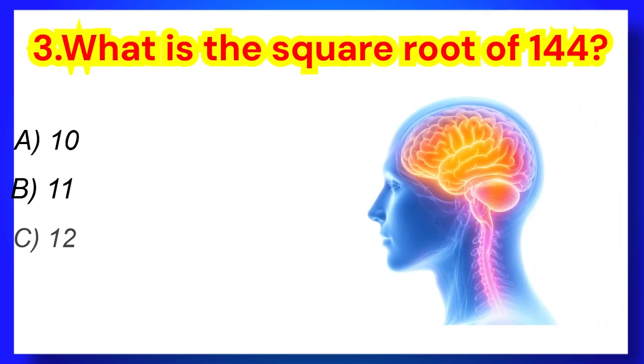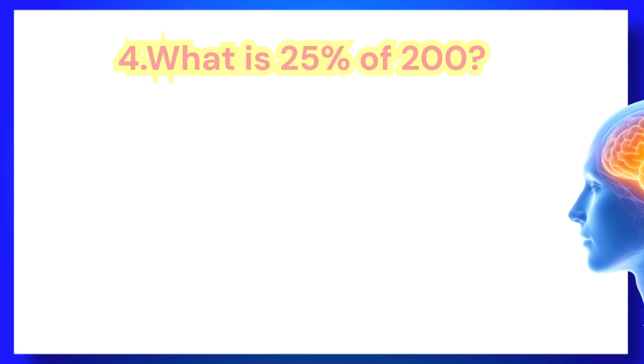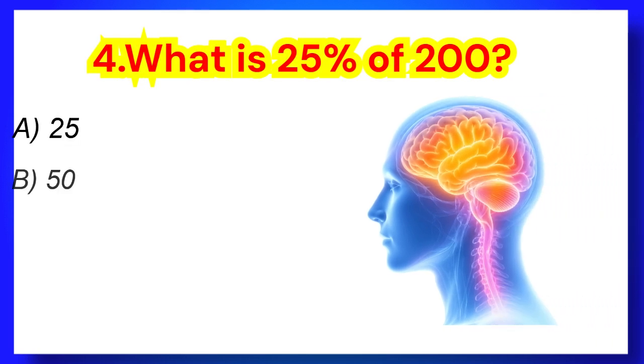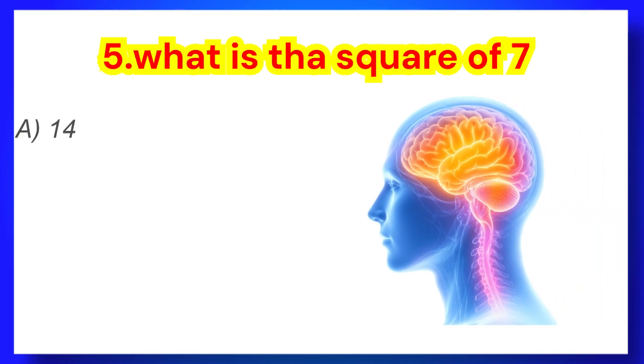What is the square root of 144? Correct answer, C, 12. Question number 4. What is 25% of 200? Correct answer, B, 50. Question number 5. What is square of 7?